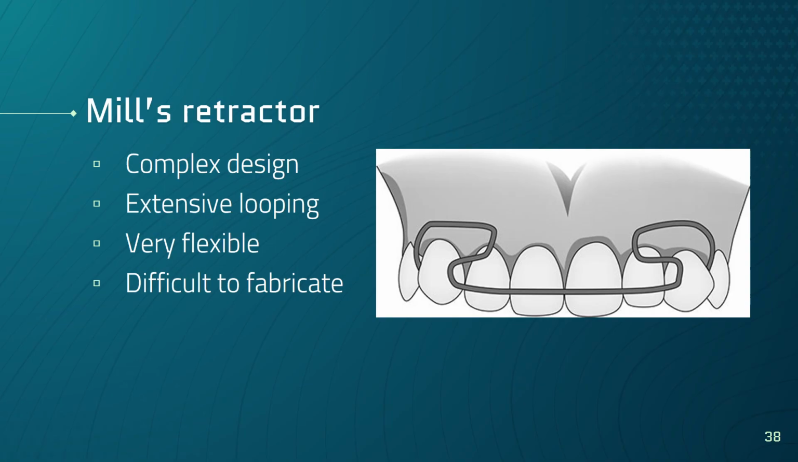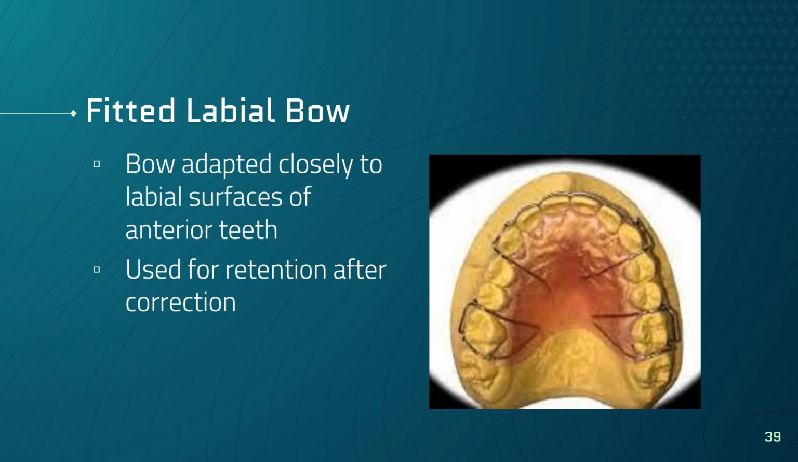The Mills retractor is a complex design with extensive looping of the wire. Now, this looping of the wire increases the length of the wire, which makes the wire very flexible, but it is difficult to fabricate and there may be difficulty for the patient in inserting the appliance. Now, a fitted labial bow is a bow that is adapted closely to the labial surfaces of the anterior teeth. It is usually used for retention after completion of orthodontic treatment.